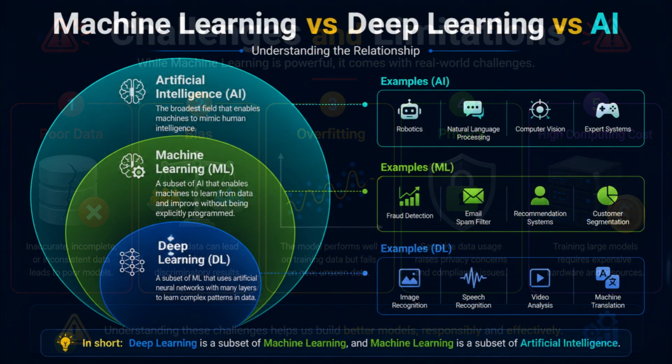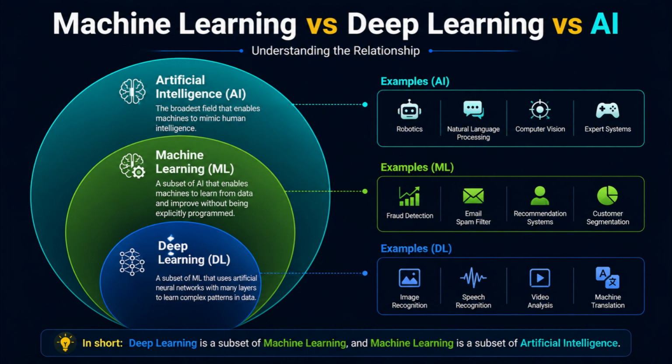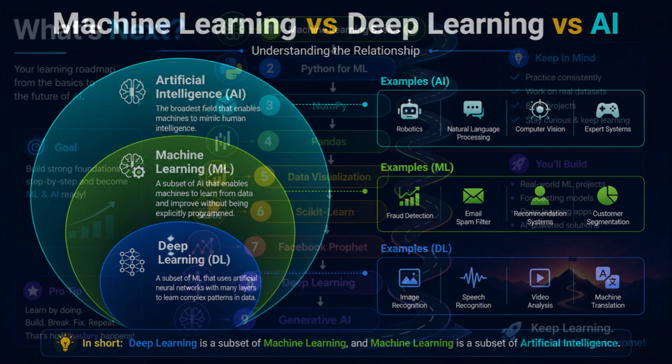Artificial intelligence is the broad field of creating systems that perform tasks requiring human intelligence. Machine learning is a subset of AI where systems learn from data. Deep learning is a specialized area of machine learning that uses neural networks with many layers to solve highly complex problems, such as image recognition, speech processing, and large language models.